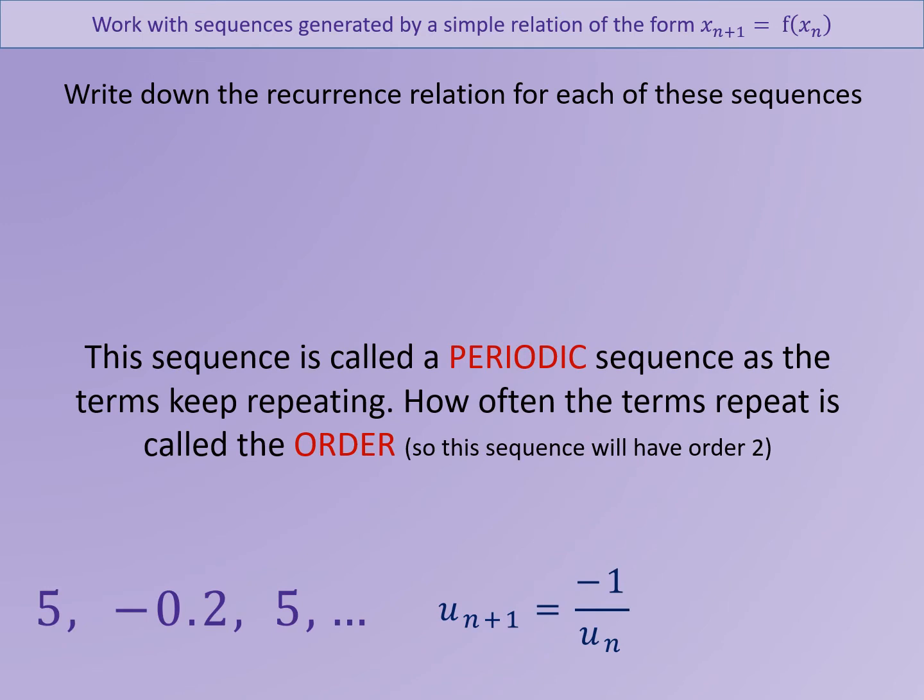This sequence at the end is called a periodic sequence because the terms keep repeating. How often the terms repeat is called the order of this periodic sequence. So for example, this one has order 2 because it repeats itself after every 2 terms.